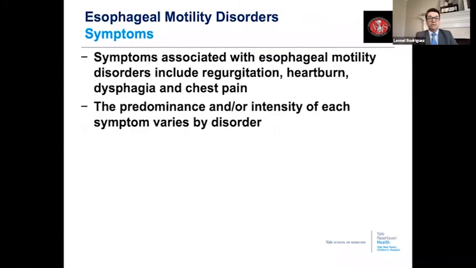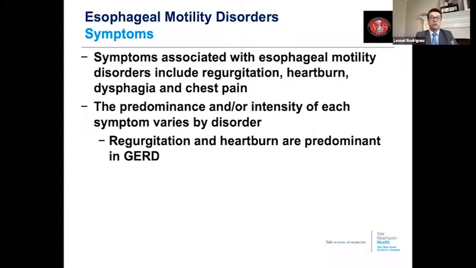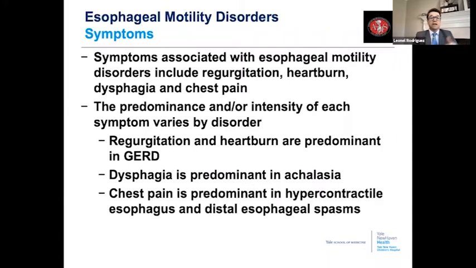The predominance and intensity of each symptom varies by disorder. For example, regurgitation and heartburn are predominant in GERD, dysphagia in achalasia, and chest pain in disorders of peristalsis.